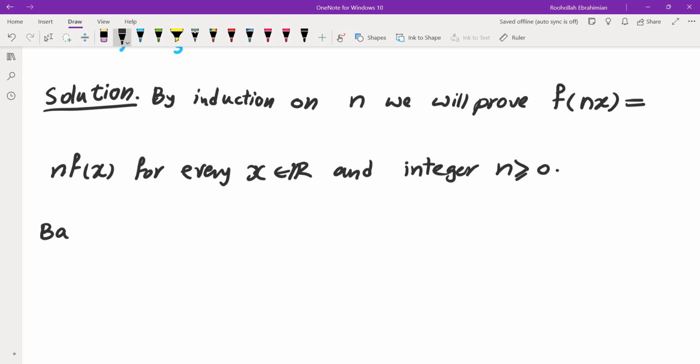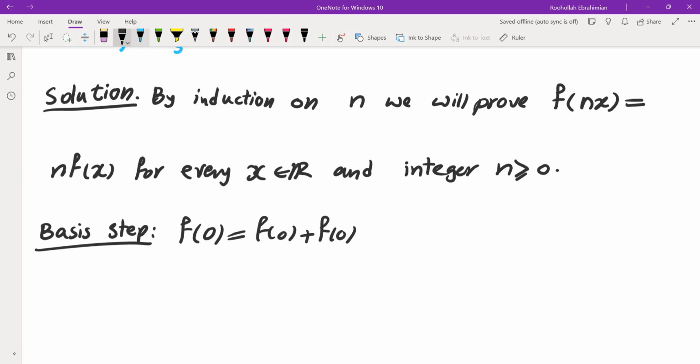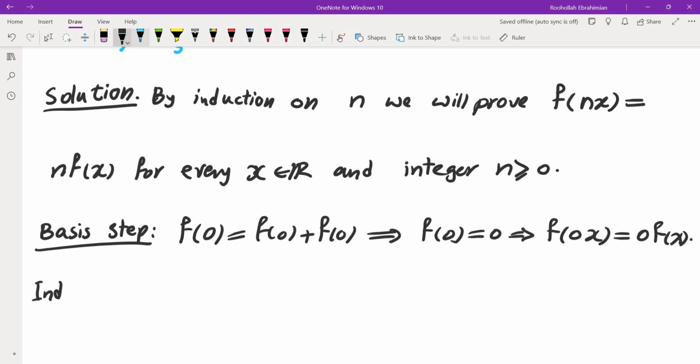So basis step would be for n equals 0. So for basis step, f of 0 is equal to f of 0 plus f of 0, which means f of 0 is 0, which tells us f of 0x is 0f of x. Okay, so that proves the basis step.